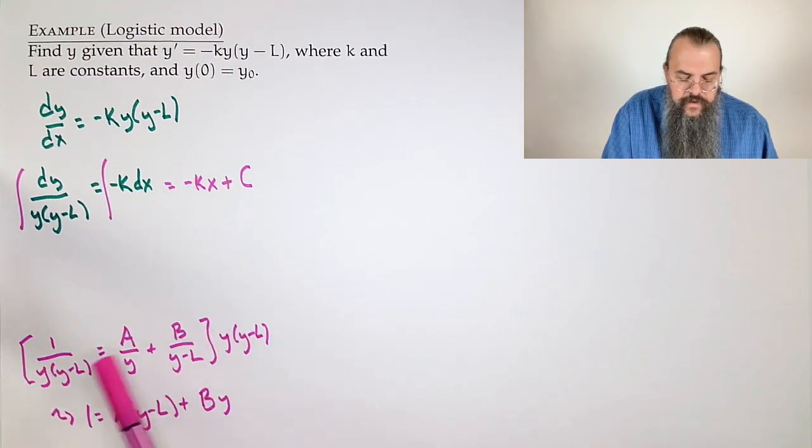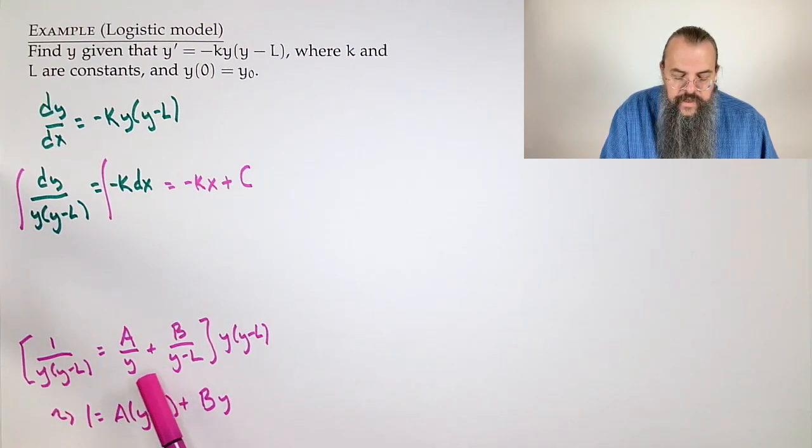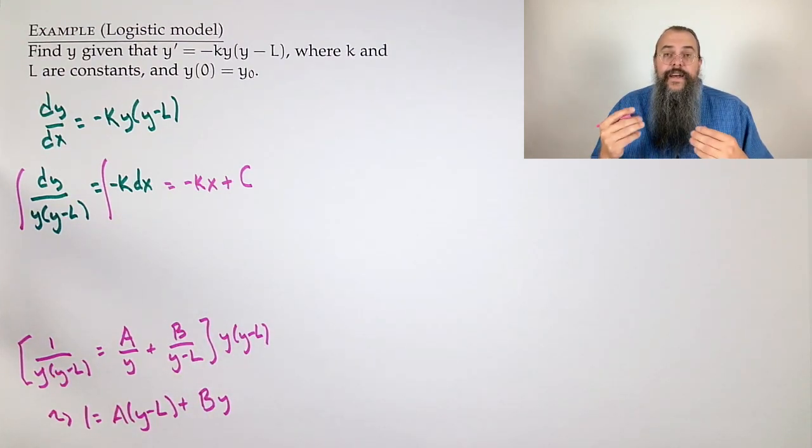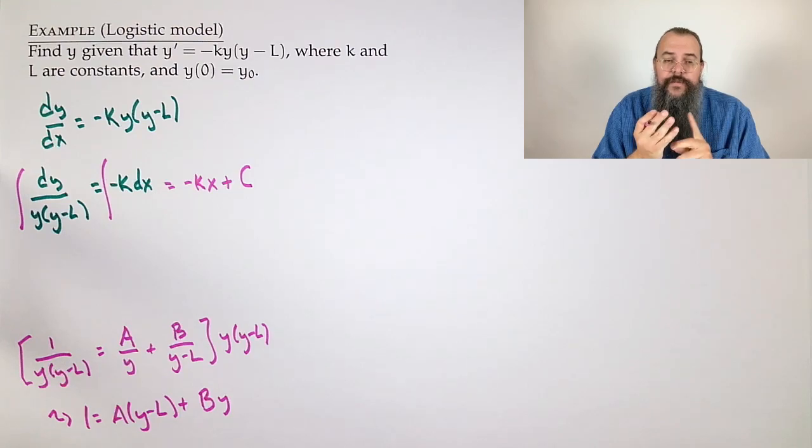So you see on the left-hand side, we get complete cancellation. That's where we get the 1. In the first term, the y's cancel, so we're left with the y minus L. In the second term, the y minus L's cancel, and we're left with a y. And I say, okay, well, now we're really close. And here we have to figure out A and B.